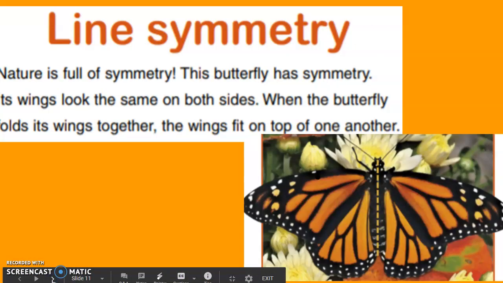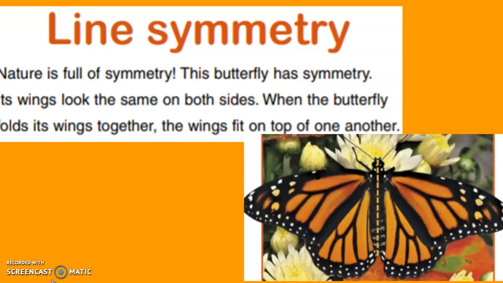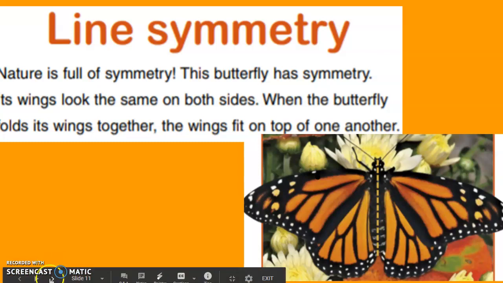Line symmetry. So nature is full of symmetry. This butterfly has symmetry. Its wings look the same on both sides. When the butterfly holds its wings together, the wings fit on top of one another. Recently at our house, I saw some butterflies. Maybe as you are out and about, you can look for some butterflies too.